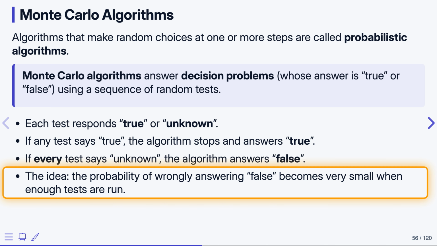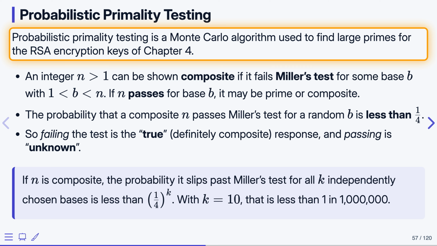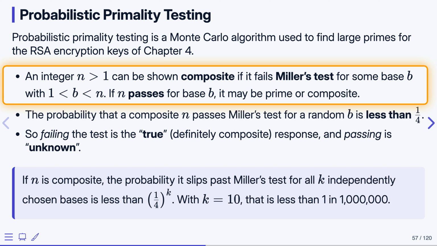This is a real use of Monte Carlo algorithms, testing whether a large number is prime. It matters for RSA cryptography, which needs big primes. There's a test called Miller's test using a base b.